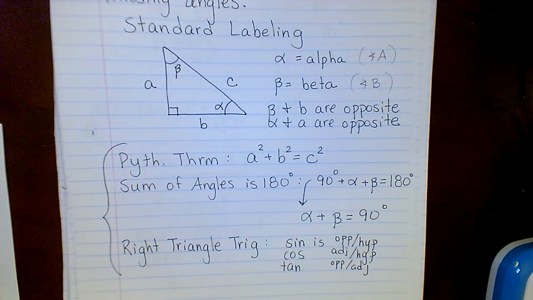And we've got our right triangle trig. You know, we've got this whole opposite over hypotenuse, adjacent over hypotenuse, opposite over adjacent business. We're going to use these all together to solve a right triangle. I mean, find the missing angles, find the missing lengths.